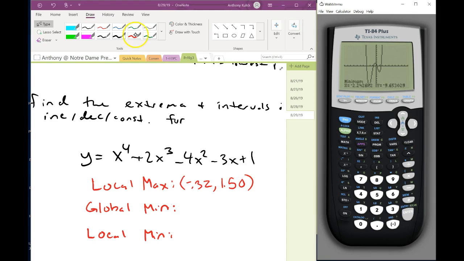So again, it spits out my coordinates for my minimum. I'm going to write these down, rounding to 2 decimal places, because I just don't want to write down that many decimals.